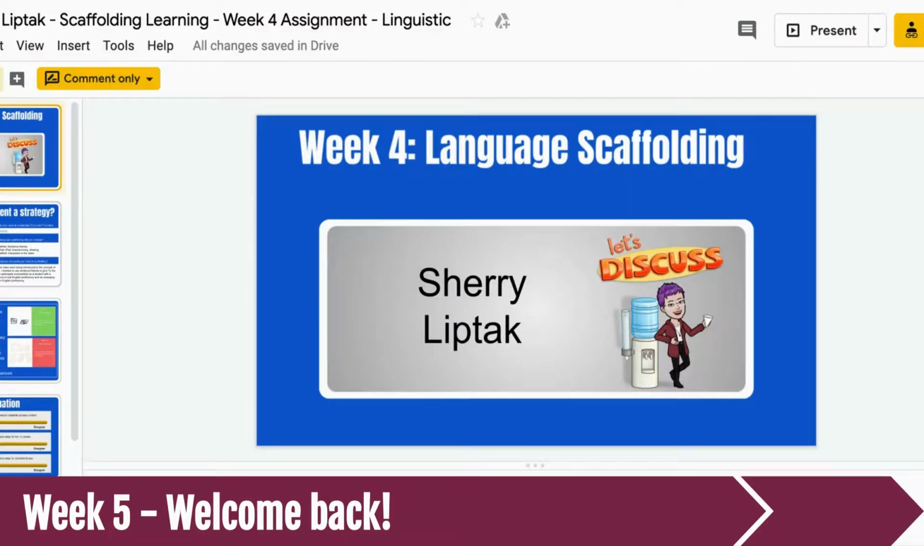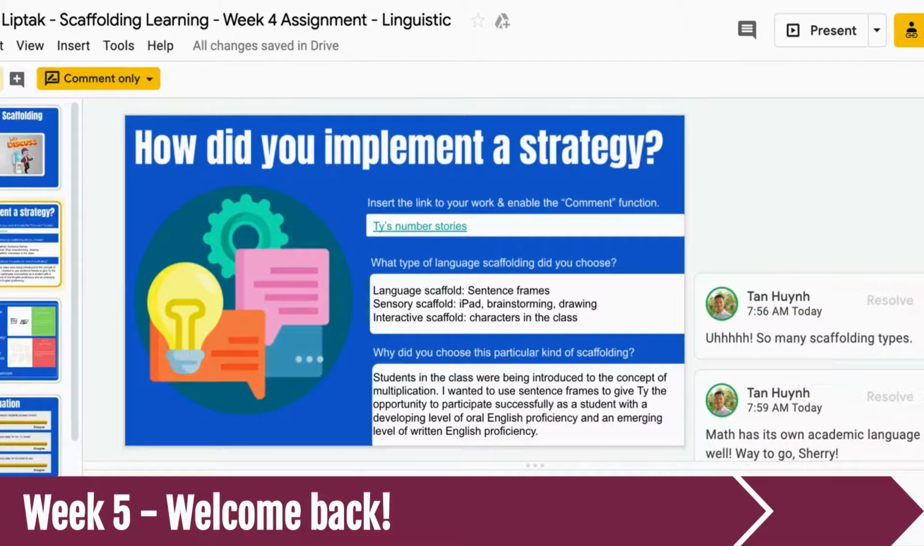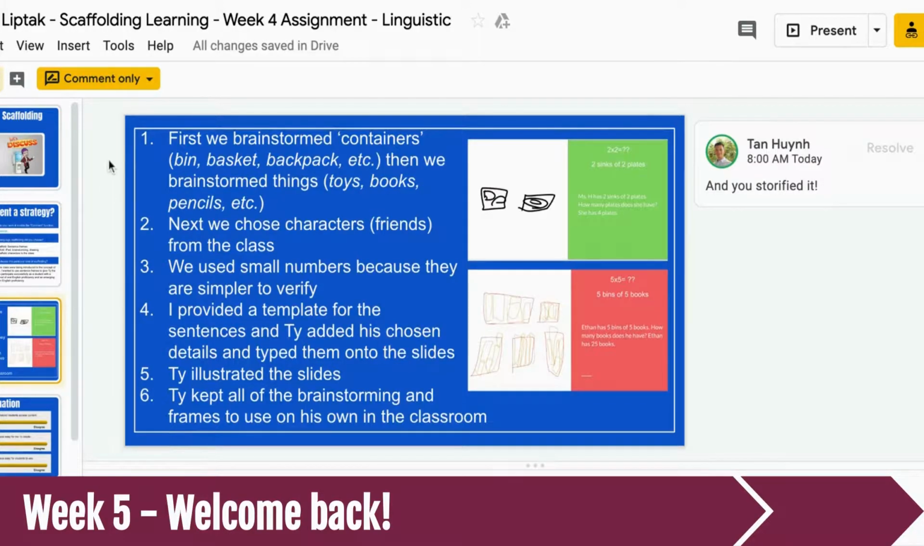This assignment comes from our friend Sherry from Canada. Sherry's scaffold is for a math one, and she uses 3 scaffolds together: language, sensory, and interactive scaffolding. I love the way she explained the steps of what she did to help her student Ty. She had a math question here like 2 times 2, and then she helped him create a visual to understand it. She provided a sentence stem, and then he added the details.